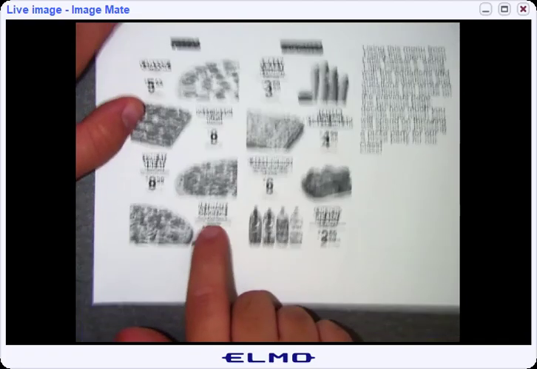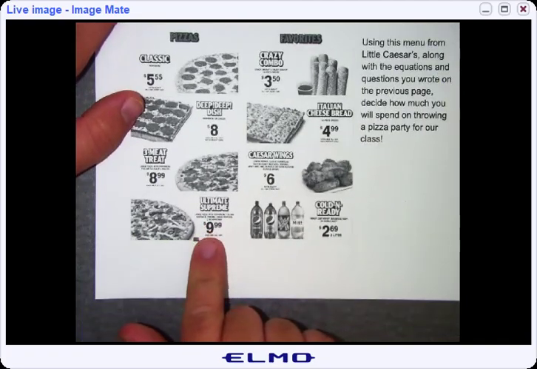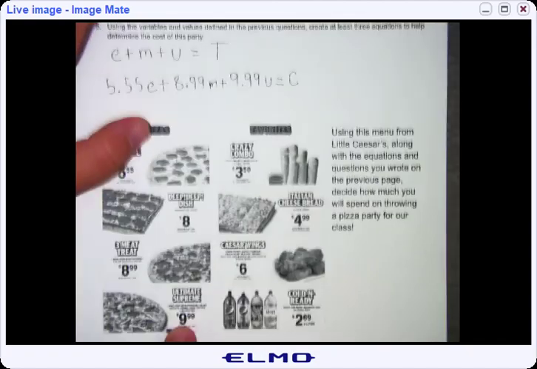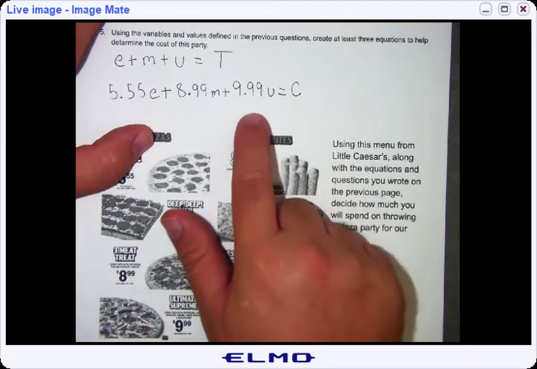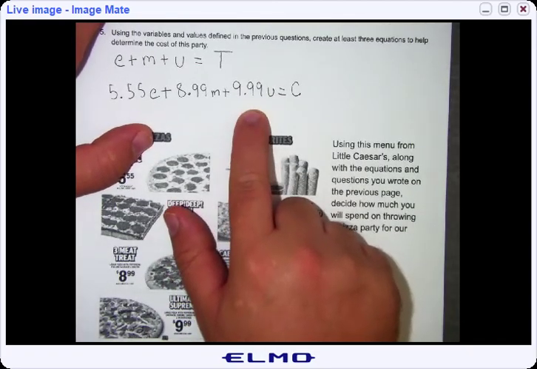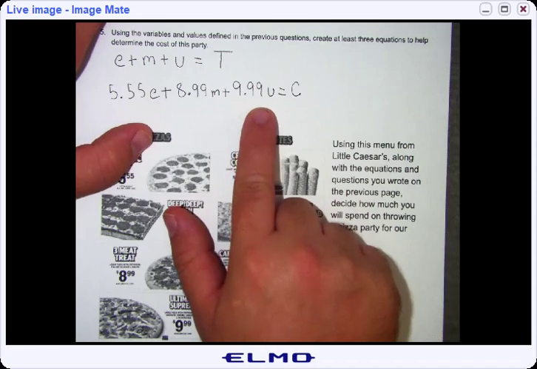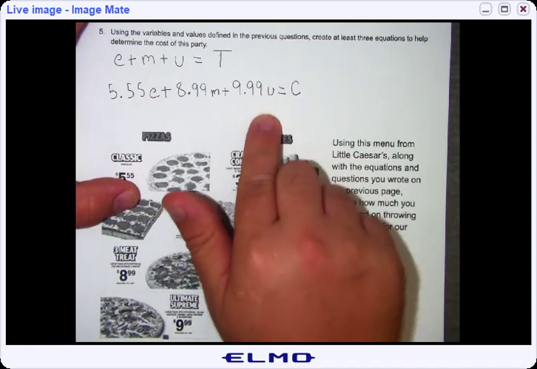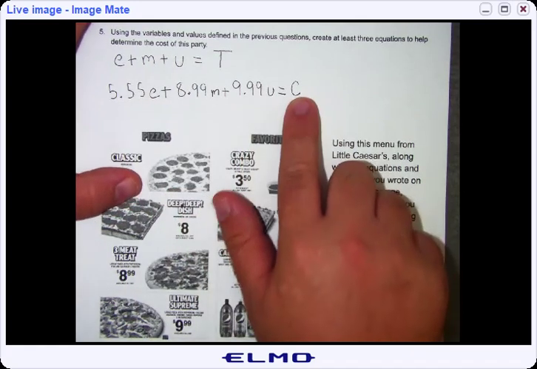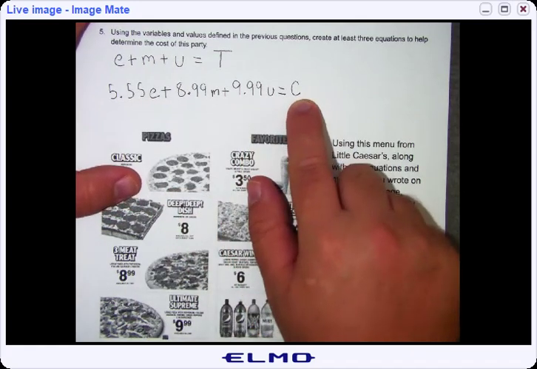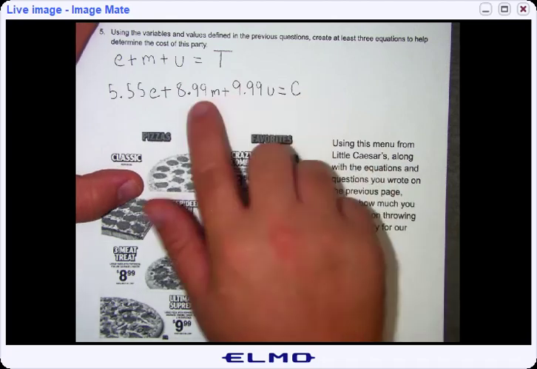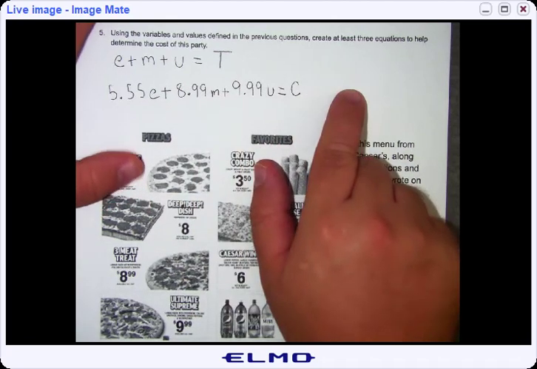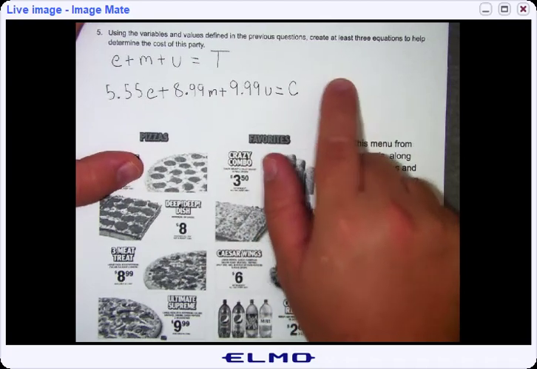And then we have the Ultimate Supremes down here. It says that it costs $9.99. So I attached that up here to the number of Ultimate Supreme pizzas we're going to buy. And if I follow this equation, what it would give us is the total cost that we're going to spend for the pizza party. What I want you to do is come up with a third equation and write it down, and that will be it.